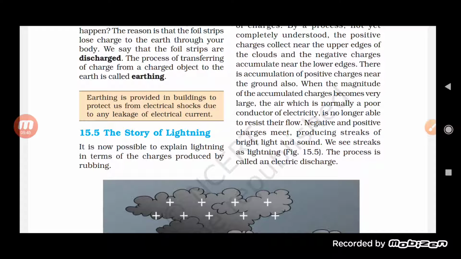Now let us try to understand lightning, how this lightning occurs. What is the story behind this lightning? Why does it occur? The charges produced are what is basically responsible for lightning to occur. When we talk about lightning here, what does that mean? A huge amount of charge is produced, and that we call lightning.